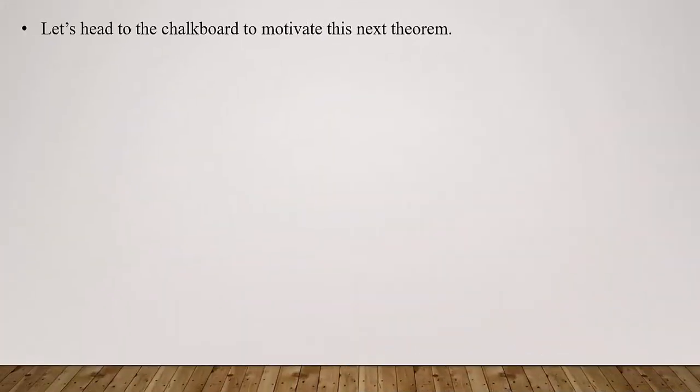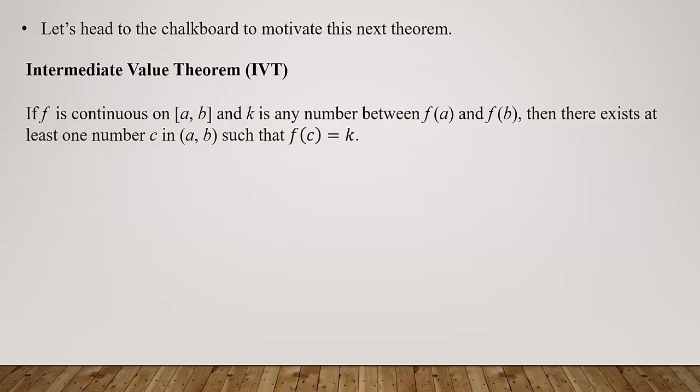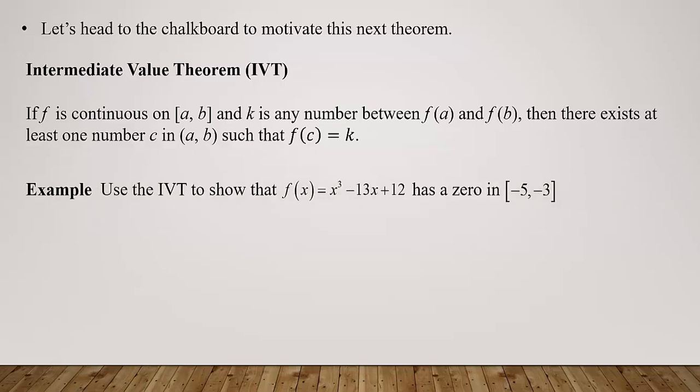All right, as we saw on the chalkboard, we motivated this theorem. This theorem that we motivated, and we had a nice picture for, is called the intermediate value theorem. And the intermediate value theorem, in all of its glory, one more time, it says if your function is continuous on closed interval AB and k is any number between f of A and f of B, then there exists at least one number C that's in the open interval AB such that f of C is equal to k.